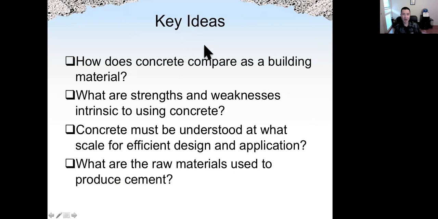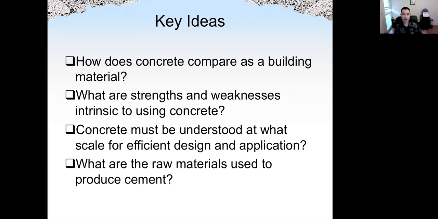All right. So we covered most parts in this class. First of all, how does concrete compare to steel and wood as building materials? What are the strengths and weaknesses of concrete compared to steel? And concrete must be understood at what scales? We need to understand concrete in microstructure, or from the chemical point of view, to better understand the chemical reactions, so we can better design and control the concrete at the micro scale.